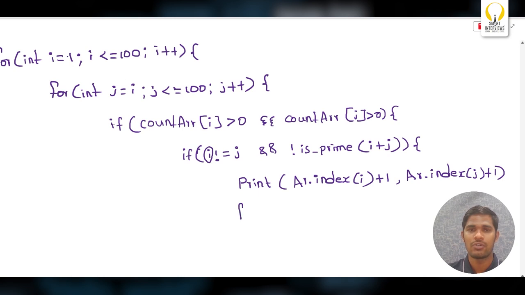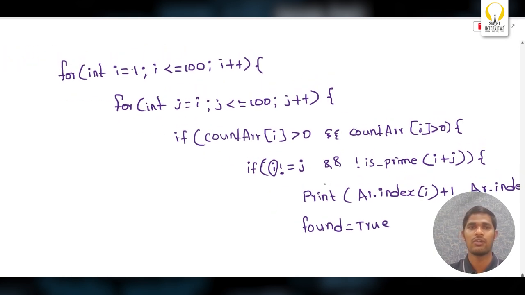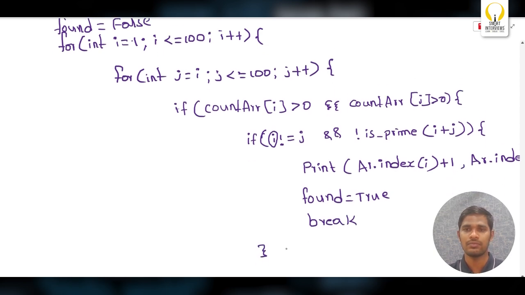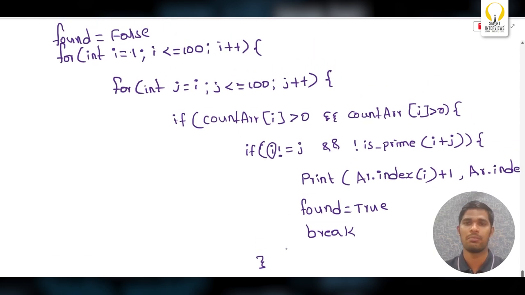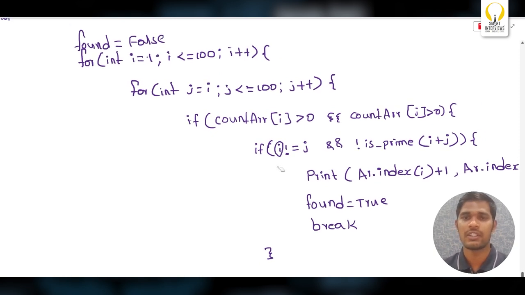And once you found the valid pair, we'll make found equals to true. So before this we have to declare found equals to false initially. And once you found it, simply break it. So this is the condition if i is not equals to j.